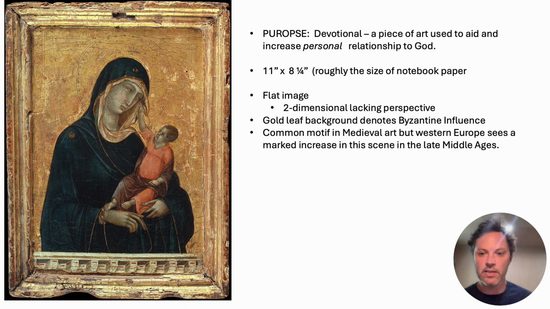Stylistically, we have a flat image. It's two-dimensional. We don't see that foreground and background. The background is the gold leaf that denotes that Byzantine influence. It's a common motif in medieval art, as we said, this scene, but Western Europe sees a marked increase seen in the late Middle Ages in which this one was created. And Duccio had created several of these scenes, probably for other individuals as well.